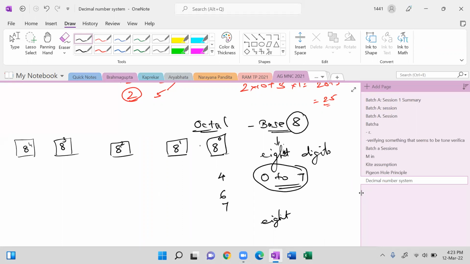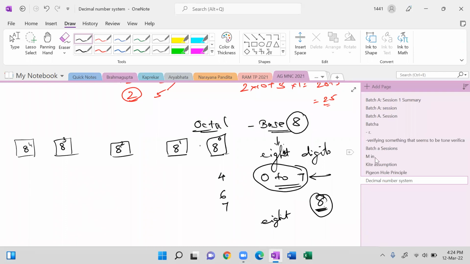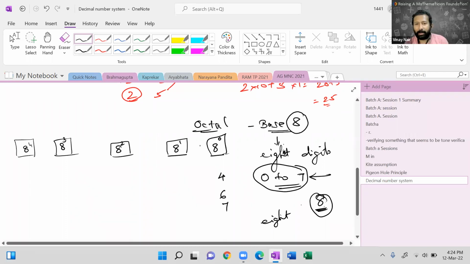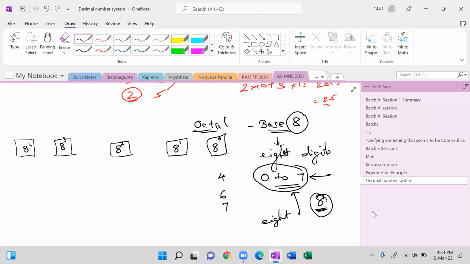So 8. Okay, so to use the digit 8, I don't have the digit 8 with me. I have the digit 8 in this form only in the decimal system, where I have 0 to 9. But in the octal system I have to use only these digits 0 to 7. So using 0 to 7, how will I represent 8 is my question. Let me ask Pandana.